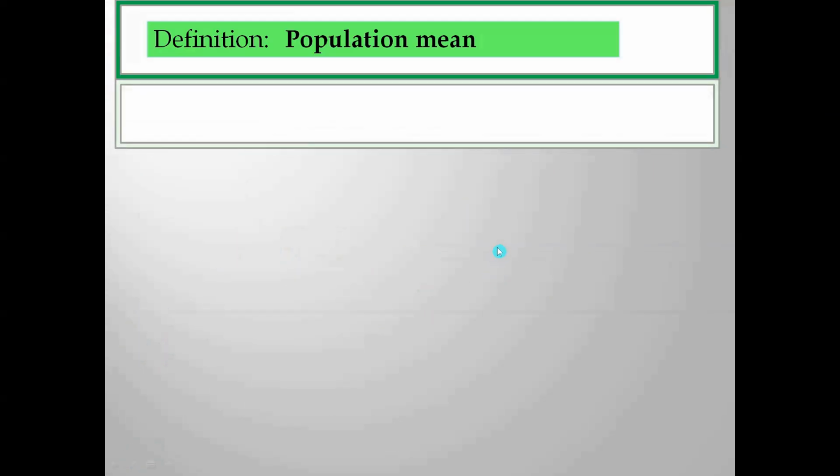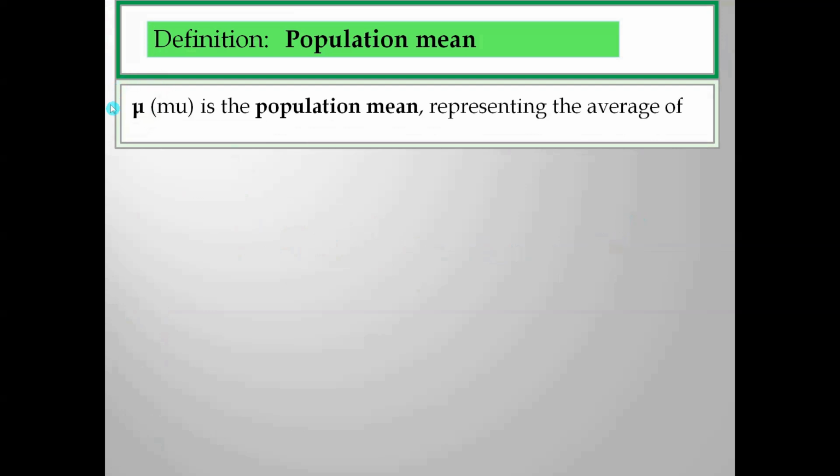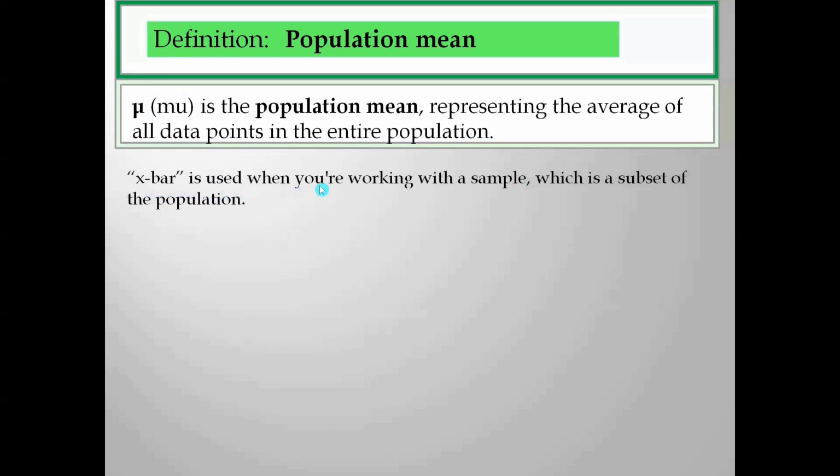Now let's talk about population mean. We typically use the symbol mu, or a weird looking m symbol with the extra little tail, as the notation for the population mean, which represents the average of all data points in an entire population. x bar is used when we're working with a sample, which is a subset of the population. So x bar is a lowercase x with a dash on top. Mu is the population mean.